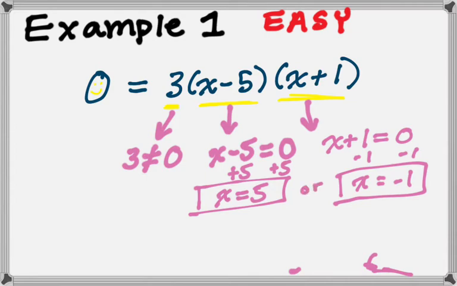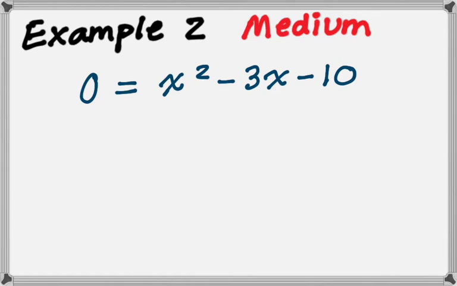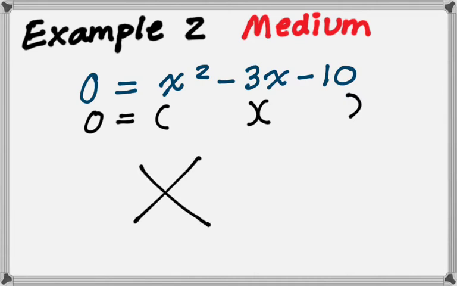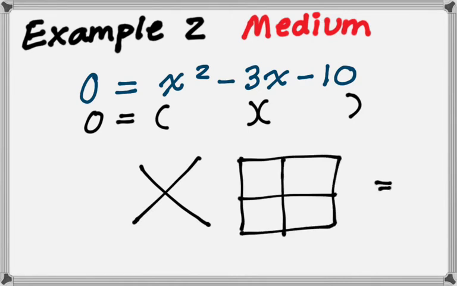All right, let's try a medium problem. Now, looking at this quadratic equation, sadly, it is not in factored form. So we can't use the zero product property until we rewrite the equation as a multiplication problem. Now, you should remember we can use the X box to do that, right? I'm going to do that right now. I'm setting up my X box. In this case, my X box equals 0.